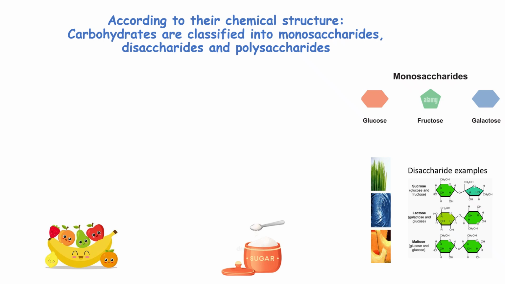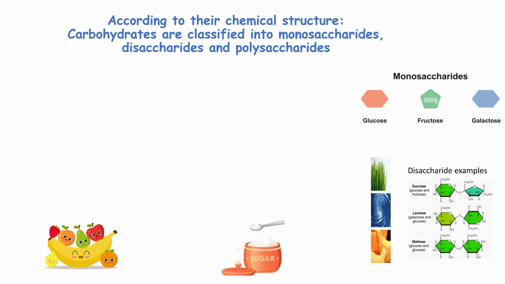According to their chemical structure, carbohydrates are classified into monosaccharides, disaccharides, and polysaccharides. Saccharides refer to sugar, it means sugar. Mono, di, and poly mean how many units of sugar there are in a molecule. Monosaccharides mean 1 unit or 1 molecule of sugar.